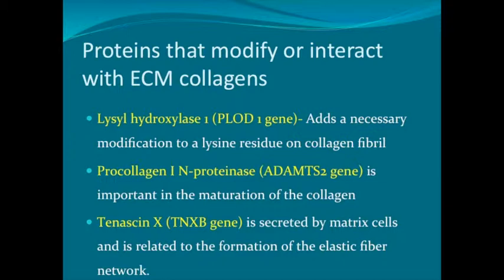One is lysine hydroxylase, and for the remainder of the talk, you will see the gene names in yellow. This one adds a particular change to a lysine residue in the collagen fibril and provides it with stability. Then there's the ADAMTS2 gene that is important for cutting the tips of the collagen fiber, and when it fails, it leads to the severe form of EDS.